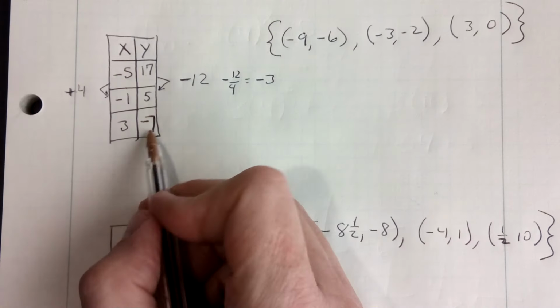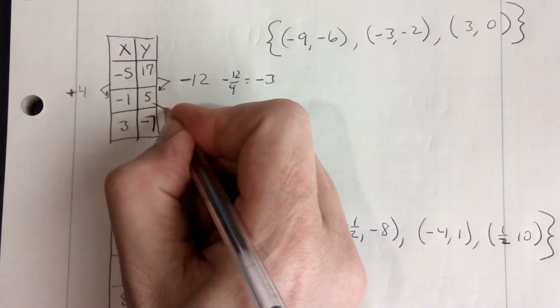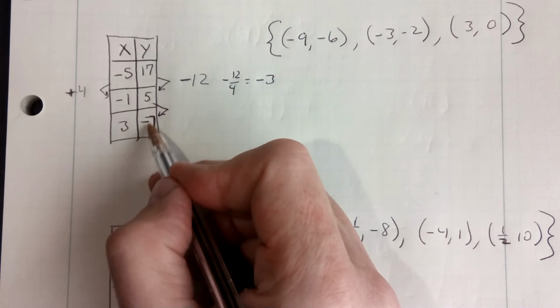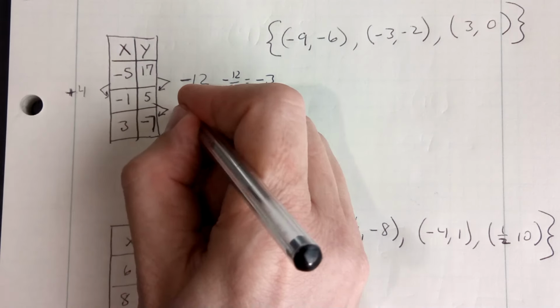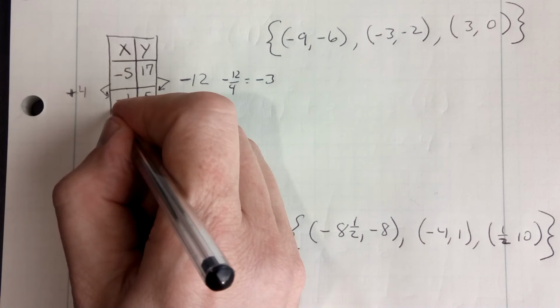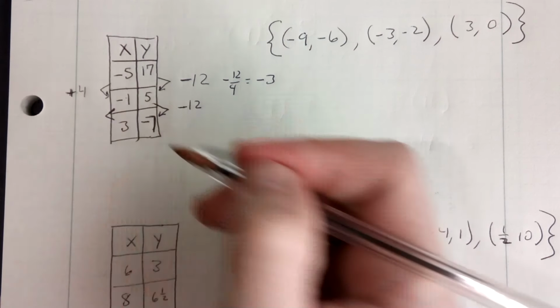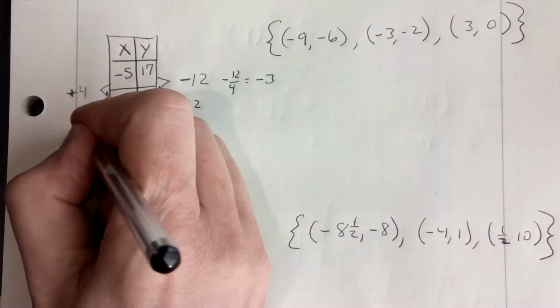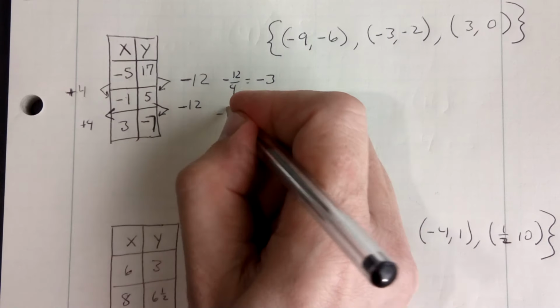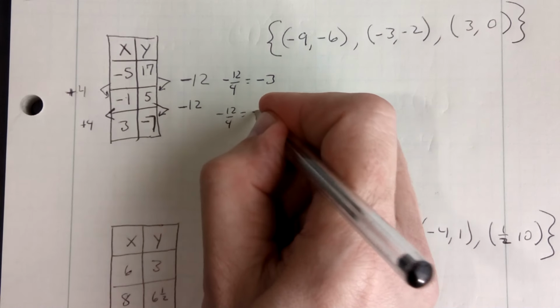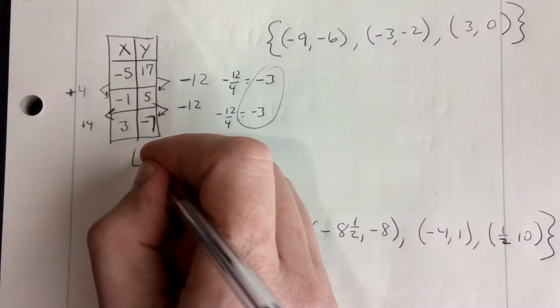Now let's do this next point. Going from 5 to negative 7, again, that's going to be down 12. And going from negative 1 to 3, that's going to go up 4. Again, we get negative 12 over 4, which reduces to negative 3. That is linear.